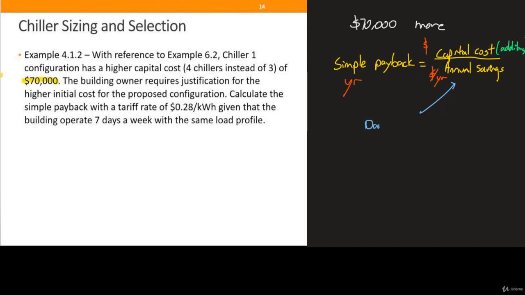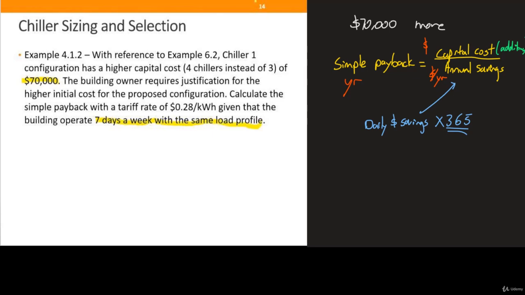Daily monetary savings multiplied by number of days in a year, 365. You can only do that if your load profile is applicable throughout the year. That means during weekday, weekend, no matter when, it always runs at this particular schedule. So you have to look at the question. It says that it operates 7 days a week with the same load profile. That is when you can safely multiply by 365.